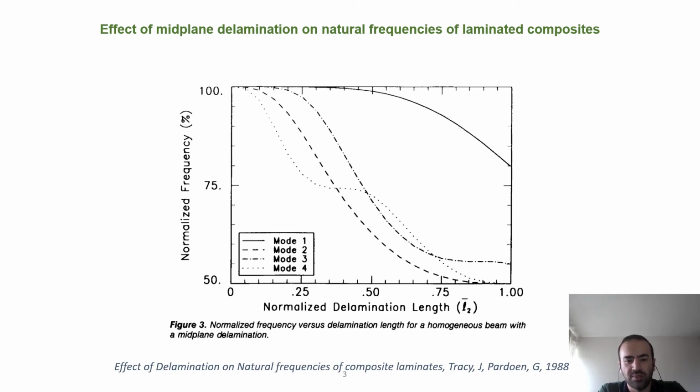For example, impact hammer testing is often used to locate the lamination in laminated composites. But the lamination only reveals itself in the higher modes of vibration. So on the screen here we have the results from a study in 1988 on the effect of mid-plane delamination on natural frequencies of laminated composites, and as you can see, the delamination has affected the higher modes of vibration much more significantly than the lower ones.